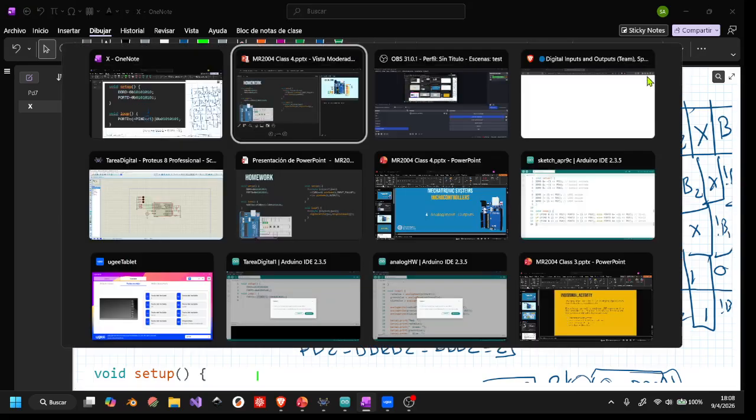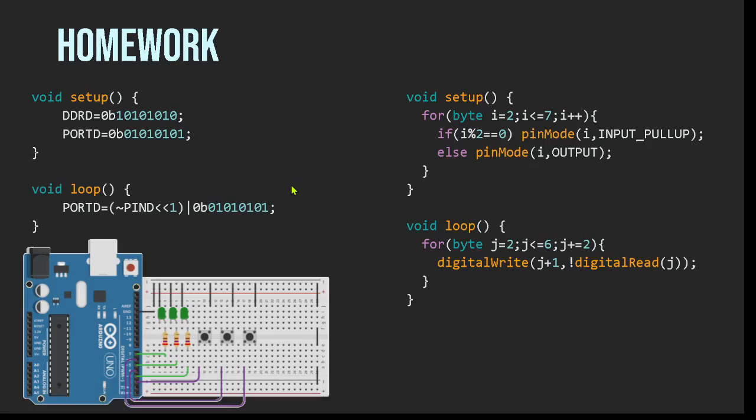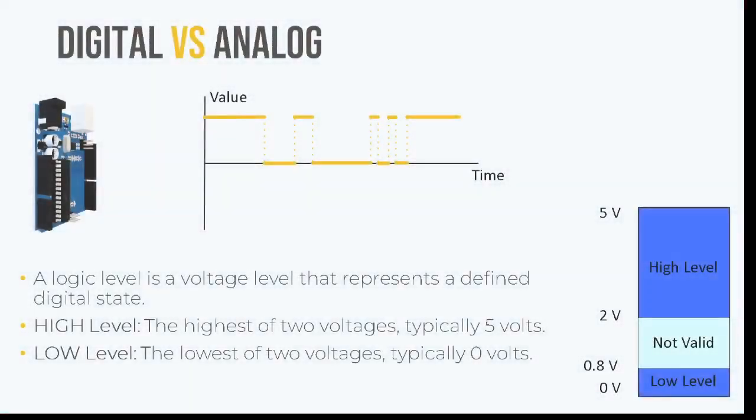Let me go to the presentation here. Okay. Now, the topic for today are analog signals, okay? So, in the last class, we used digital values, right? What does that mean? What does that mean?